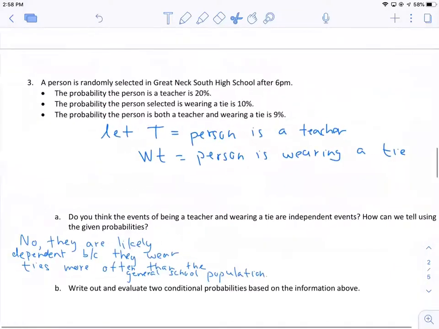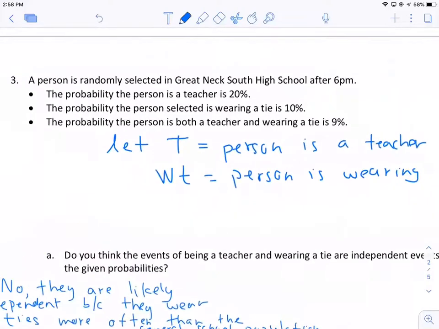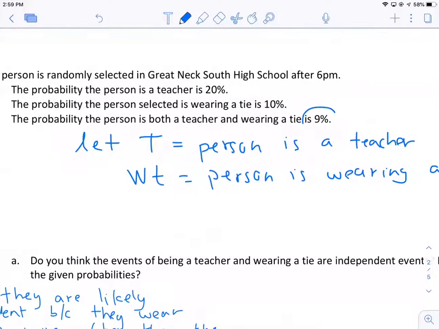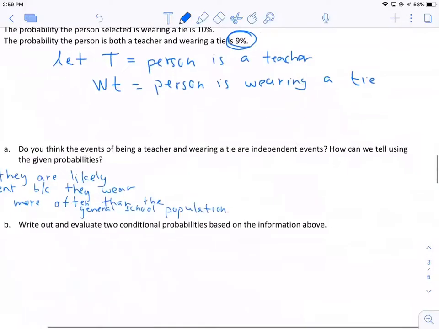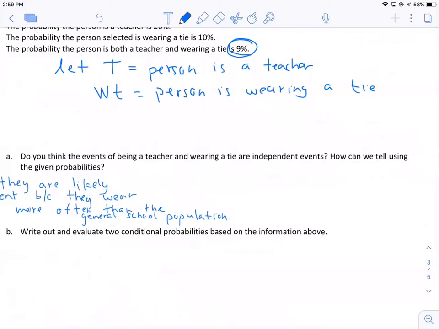Well, if they were independent, remember, we can just multiply the probabilities together and we would get the combined probability. So if I did 20% times 10%, I would get 2%. And I did not get 2% because the probability that a person is both a teacher and wearing a tie is 9%.